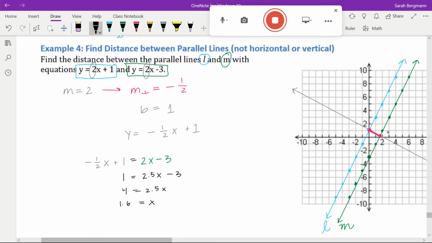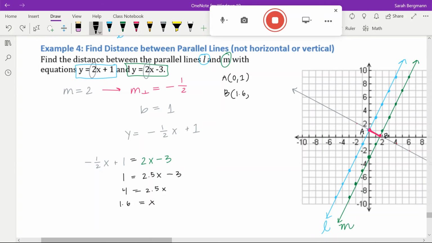So I know so far that for this point, let's just call these points A and B. I know point A is (0, 1). So far for point B, I know that the x value is 1.6. However, I don't know the y value yet. I know that this point is on either the green or the gray line, so I can go back and plug in my x value to either equation, the green equation or the gray equation.